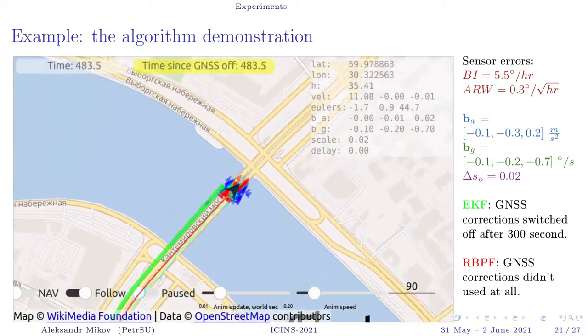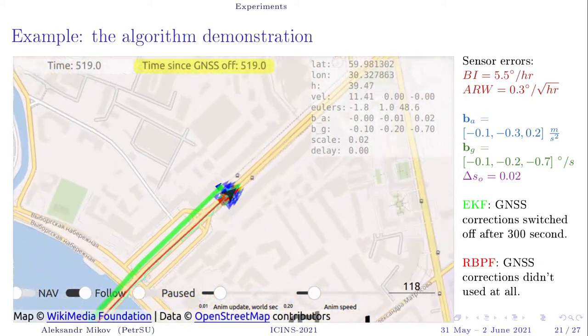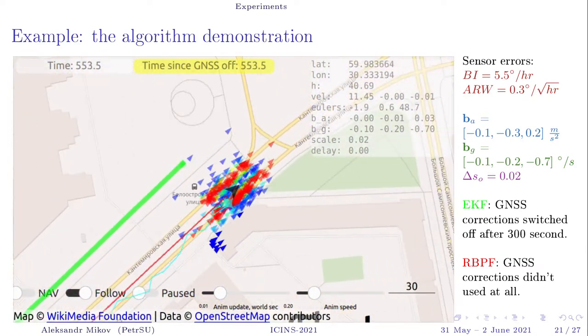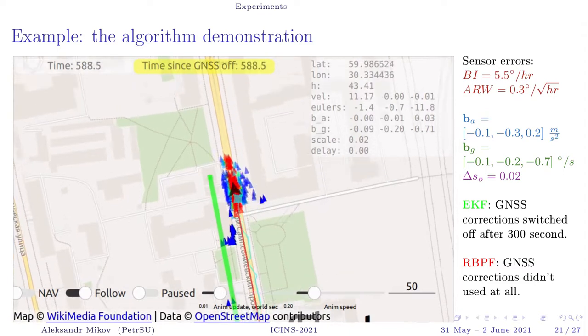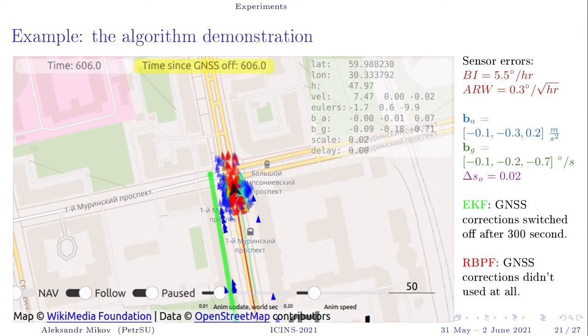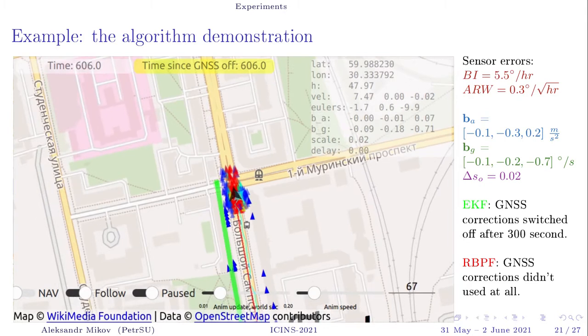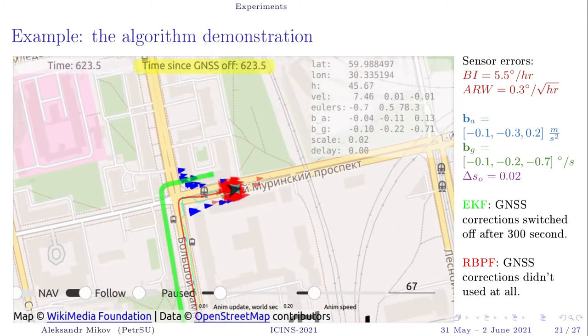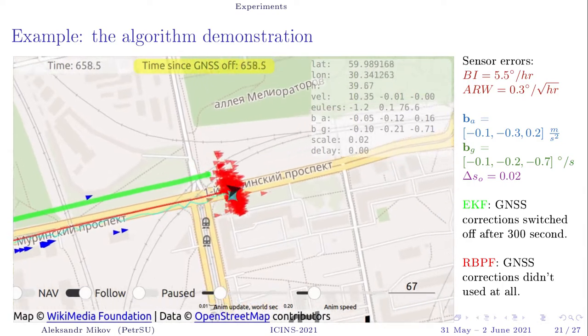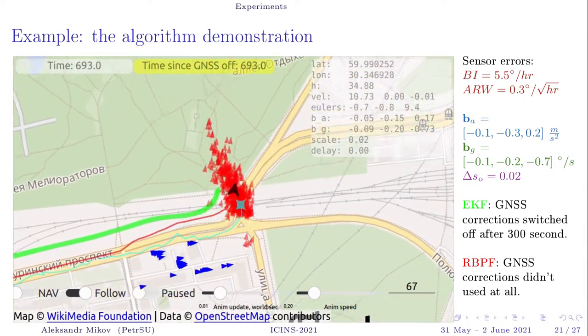The developed algorithm works from the beginning in fully autonomous mode without using the data from the GNSS receiver. For EKF, GNSS corrections are applied for the first 300 seconds of movement, and then they are disabled. After turning off corrections, it can be noted that the solution of the EKF algorithm begins to float away.